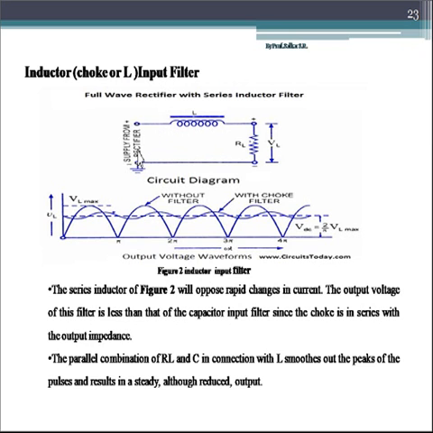Now what happens when the output of the rectifier comes across the inductor? We know that mostly the types of rectifiers used in power supplies are full wave rectifiers. So the output of the full wave rectifier is nothing but this input signal. It may be a bridge rectifier, or it may be a center tapped rectifier.